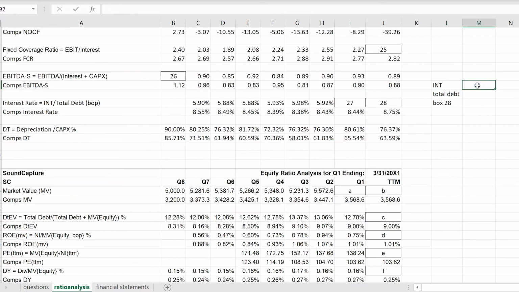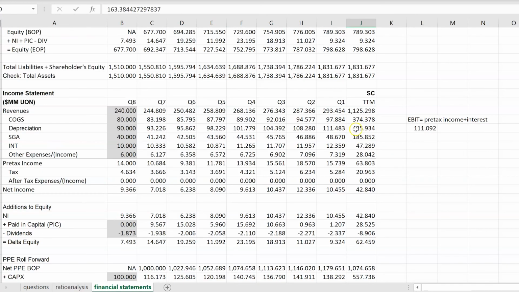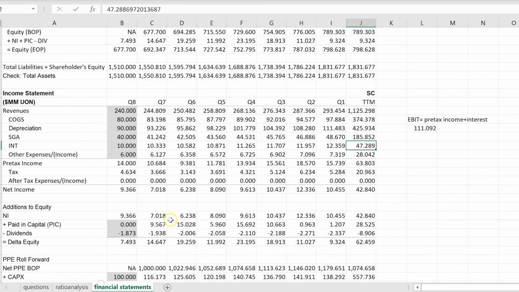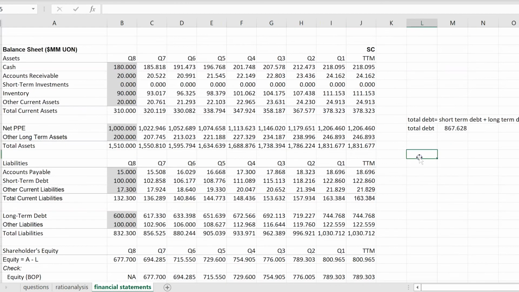All right, so we'll go solve for both these on the balance sheet. Interest is right here, 47.289. And then this asks us for total debt at the beginning of period. So we can't use the number we solved for earlier, which is total debt at the end of period. We have to use our quarter 5 financial information. So total debt, we go back to this balance sheet, and total debt beginning of period is going to be equal to the short-term debt beginning of period plus the long-term debt beginning of period. All right, and we get 760.415.